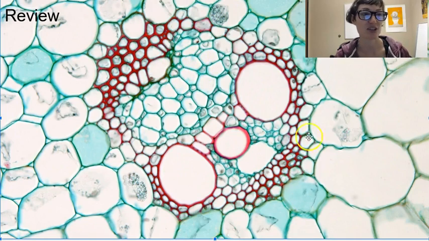This is an angiosperm. We'd be looking at corn. And here is a bundle of phloem fibers. So these are helping provide structural support to this vascular bundle.